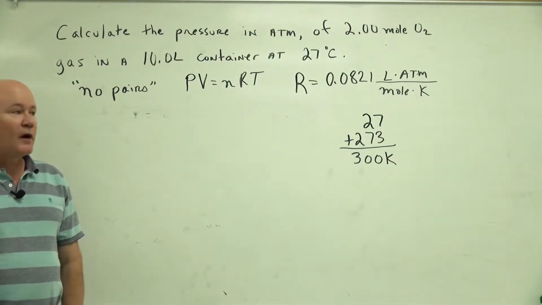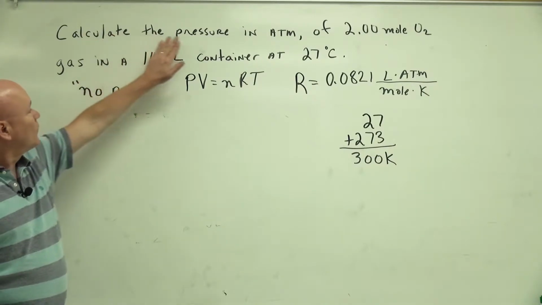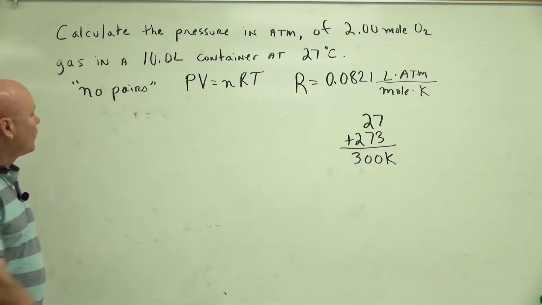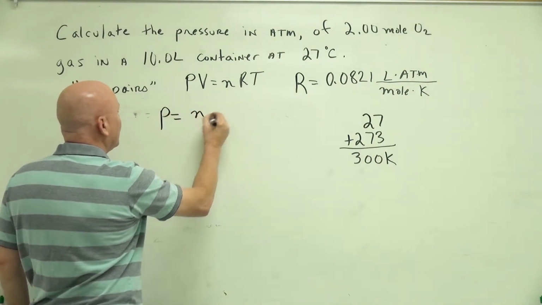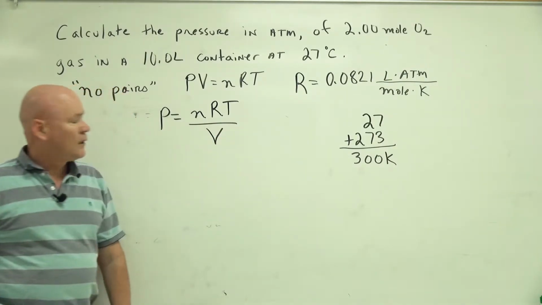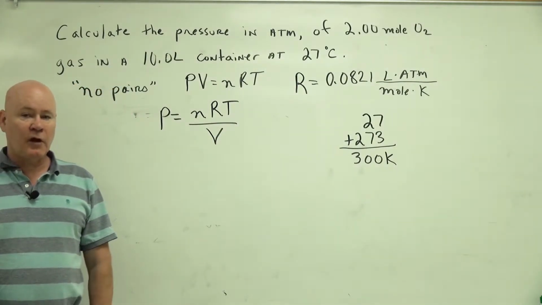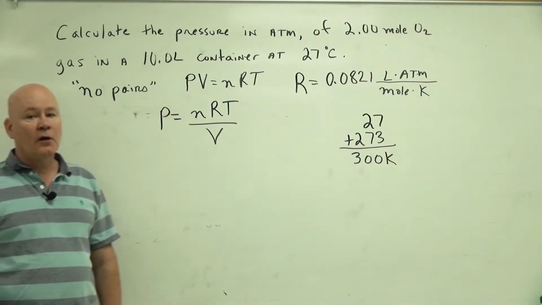Now we have to rearrange our equation to calculate for pressure, because that's what we're trying to calculate. And so let's rearrange this equation. And so we say pressure is equal to nRT over V. And so we have the equation. We have our ideal gas law equation. We've rearranged it so that it's nRT over V.